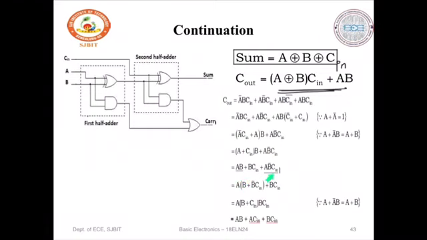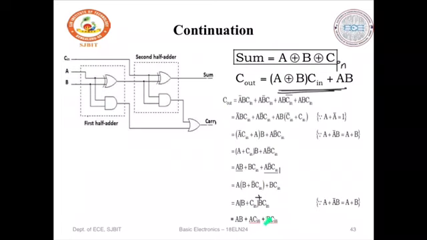Again from the first and the last, I take the common as A in this case, A into (B plus B bar C in) plus B C in. Now in the next step, I replace B plus B bar C in, again by using absorption law, as B plus C in. A into (B plus C in) plus B C in. Sorry, here one plus symbol is being missed here. There is a plus here. A into (B plus C in) plus B C in. Now when I do the individual multiplication, I get the final expression as AB plus A C in plus B C in. This is my carry out expression.